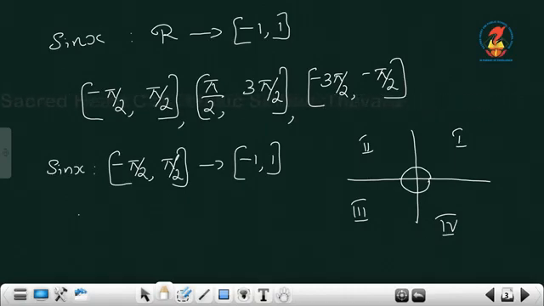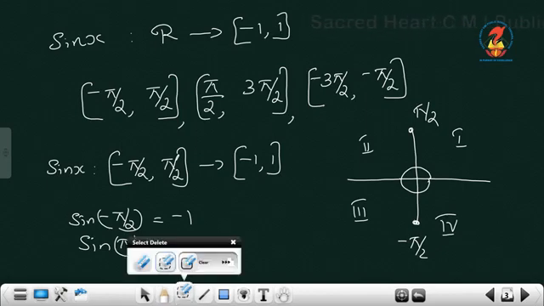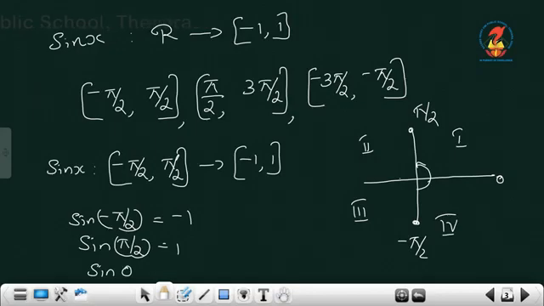So what is sine minus 90? Sine minus pi by 2 is equal to minus 1. Sine pi by 2 is equal to 1. So we get these two values. Then in between, look, this is pi by 2 at the top, here it is minus pi by 2. Minus 90 to 0, then 0 to 90. So this is the interval. Then here we have 0. What is sine 0? Sine 0 is equal to 0.